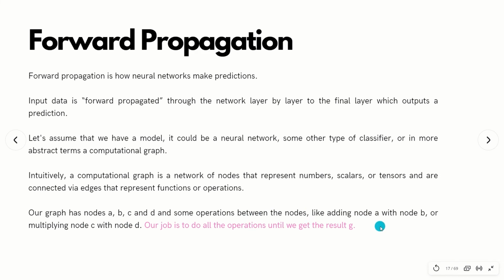Like for example, we want to add these two nodes A and B, we want to multiply nodes C and D, and so on. Our final job is to do all the operations until we get the final node or the final output G, the final result G. That's the graph we want to draw. So let's see how it looks.